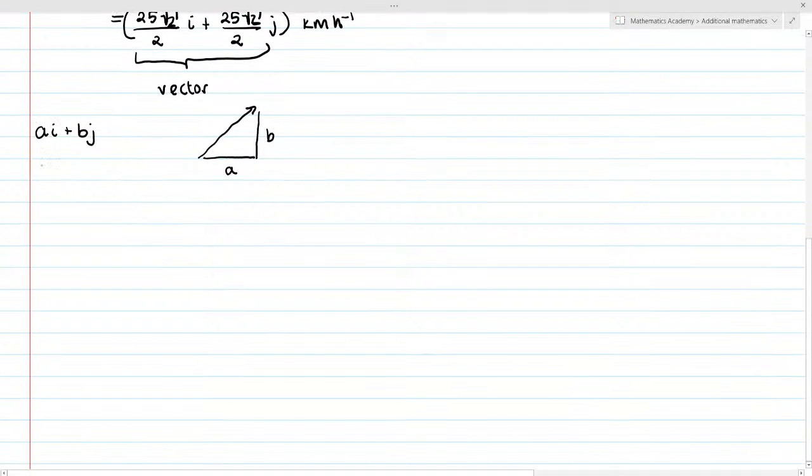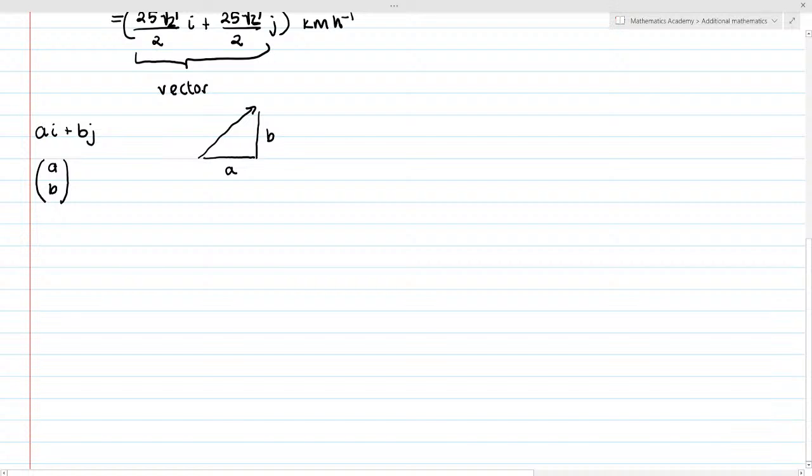Another way of showing exactly the same thing is using vector notation like this, where notice that there's no bar in the middle. It's just a at the top and b at the bottom. Be careful to have a at the top and b at the bottom, and that shows exactly the same thing.